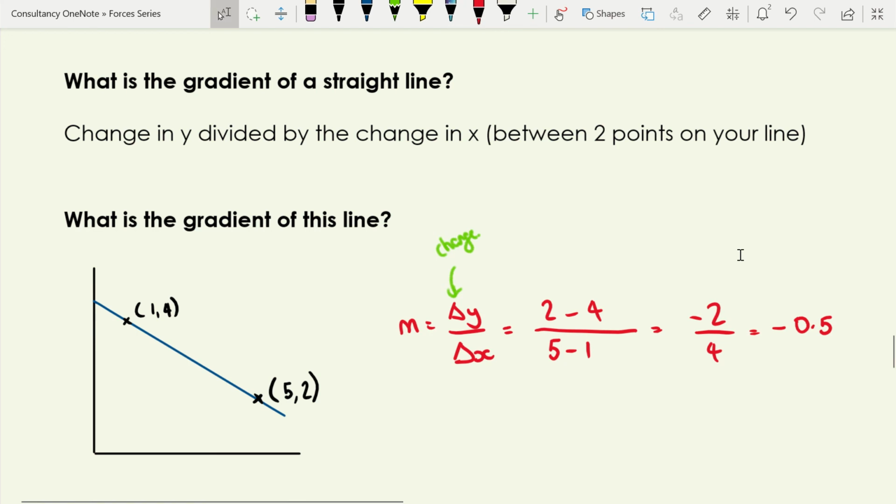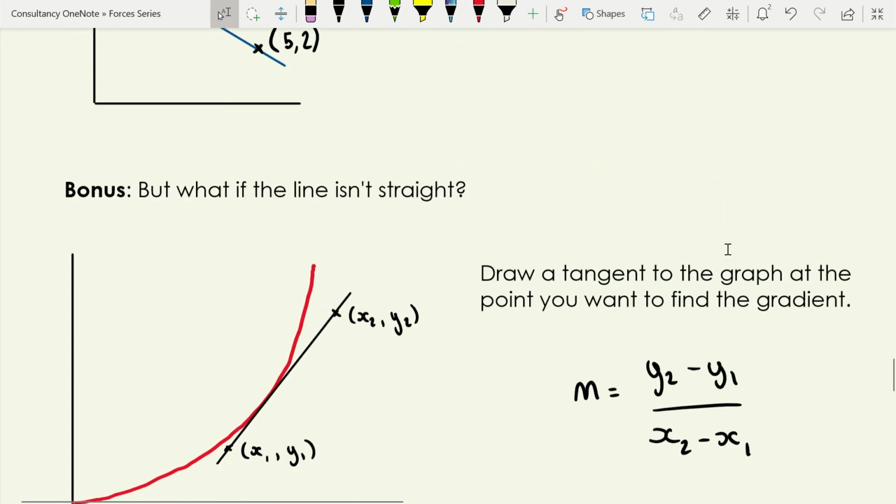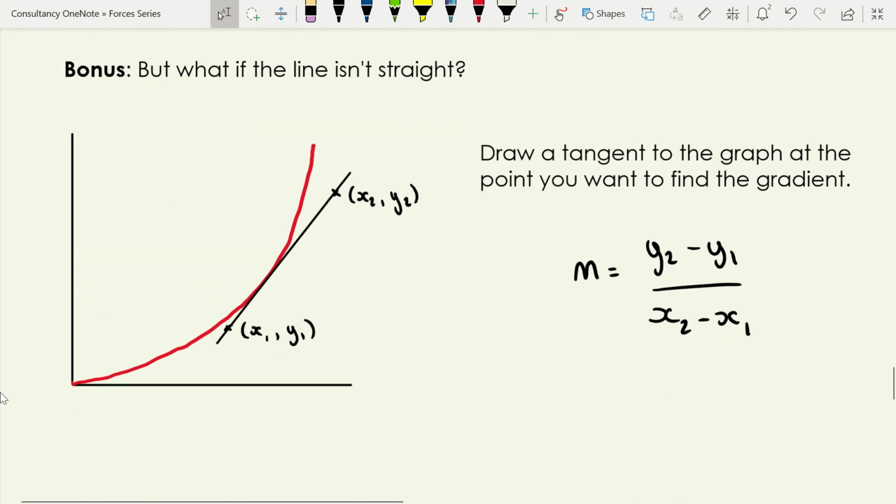Okay, so I said earlier I would address how we handle graphs that aren't straight. So we have what we call non-linear graphs. If we want to find the gradient at a point, what we have to do is draw a tangent to the graph there. You can see that in black here. So this black line is what we call a tangent. And we find the gradient of that tangent.